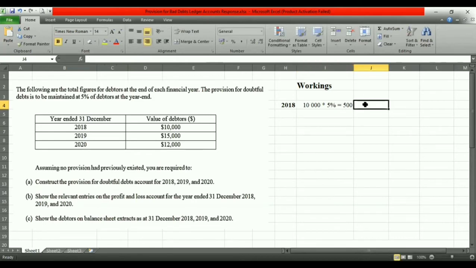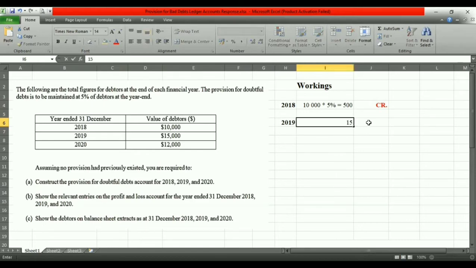Now, because that's the first year, whatever value that you have calculated, which is the balance of your provision, all of that will be sent to your profit and loss account, and your provisions account will be credited. So we're going to indicate that the provisions account should be credited. You can do that in your workings. In 2019, the debtors value is 15,000, and we're going to multiply this by the rate of 5% that they indicate that the provision must be maintained, and that gives us $750.